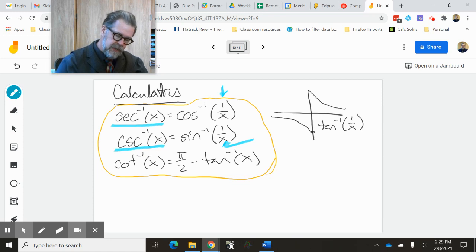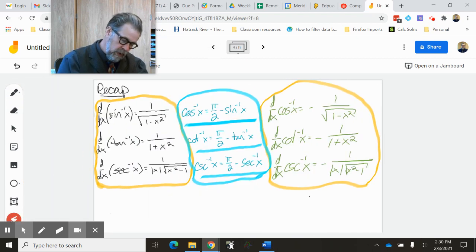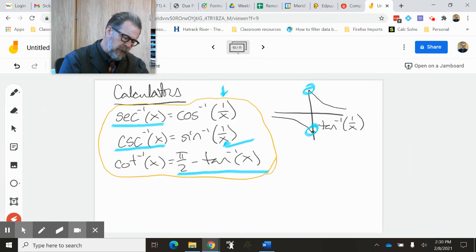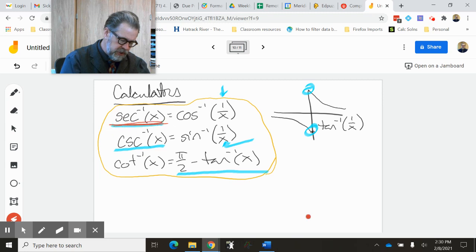Now, we can't use this relationship for cotangent. And here's the problem. If we look at the graph of tangent of 1 over x, notice what happens. We can't have a value of x equal to 0. So we can't use inverse tangent of 1 over x to calculate inverse cotangent. But what we can do is use that relationship from the previous page where we said that inverse cotangent was equal to that. So three identities, one for inverse secant, one for inverse cosecant, one for inverse cotangent.